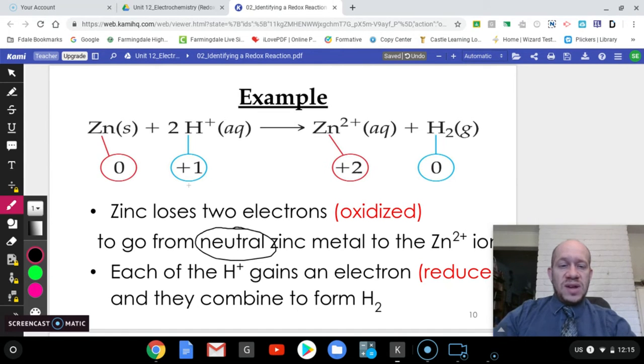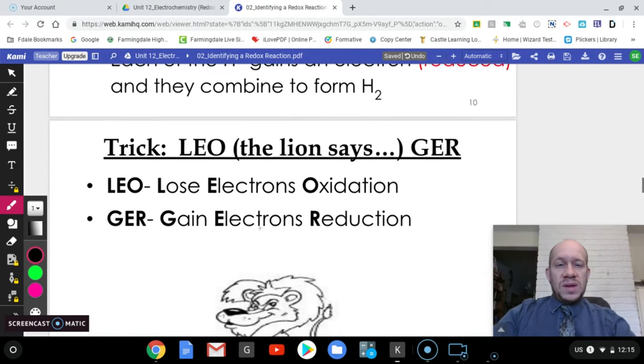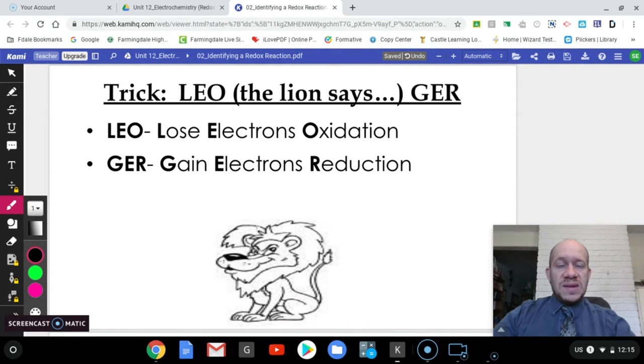Each of the hydrogen ions gains an electron, and they're being reduced. So their oxidation state is going from a +1 to a 0. Therefore, those hydrogens have been reduced because they've gained electrons. So the way you can remember this is Leo the lion says grr. Loss of electrons is oxidation. Gain of electrons is reduction.